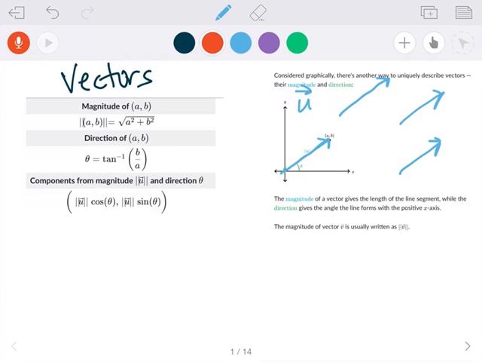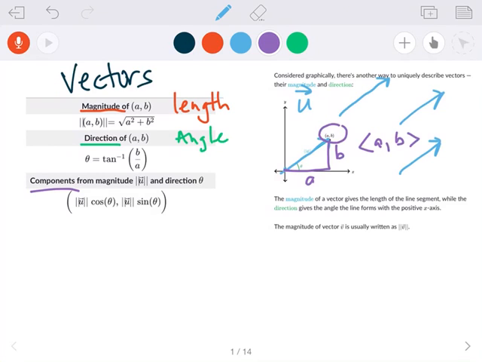So vectors are magnitude, which is essentially the length of the vector, and direction, which is essentially the angle of the vector. We also talk about components of the vector. The components of this vector are A and B, and what that means is A is the horizontal length and B is the vertical length. And we would list component form by listing A, B.